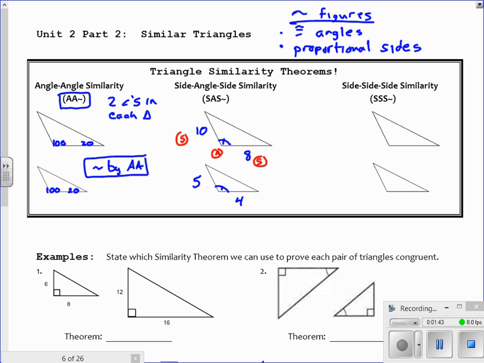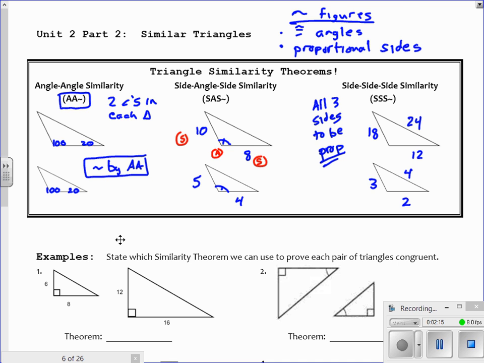So for side, side, side, we want all three sides to be proportional. So let's say we went 24, 18, and 12 in the bigger triangle. If I divide all three sides by 6, maybe, we'll do 4, 3, and 2. As we can see, the scale factor there to make this similar by side, side, side would be 6.